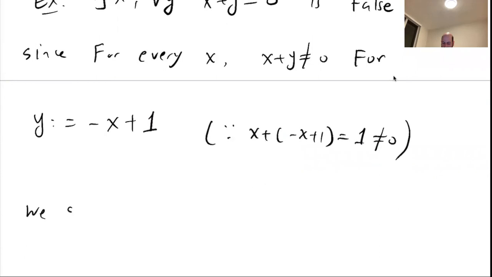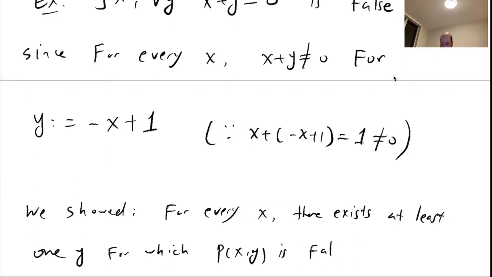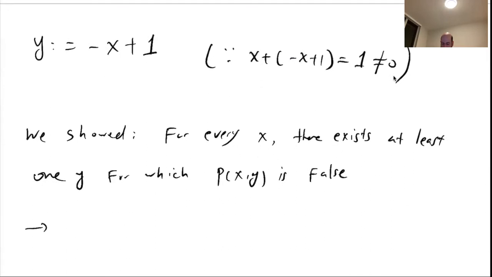So we showed for every x, there exists at least one y for which p of x and y is false. This means that the statement above is false.